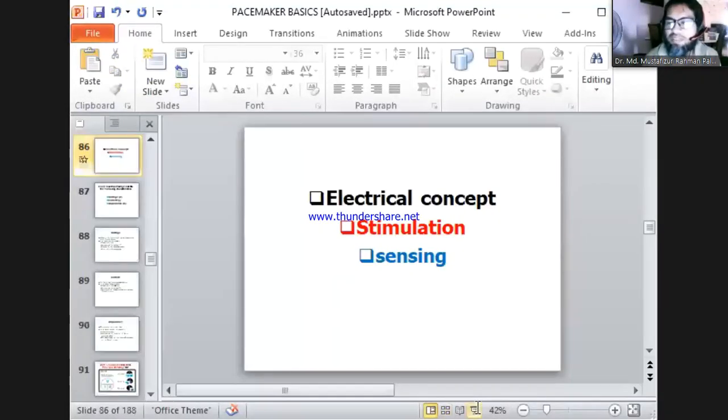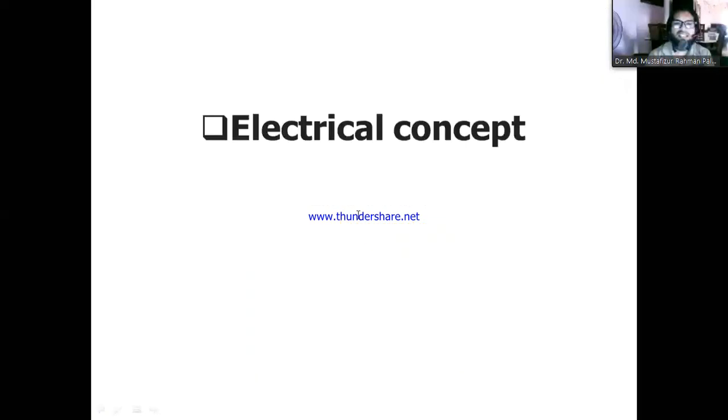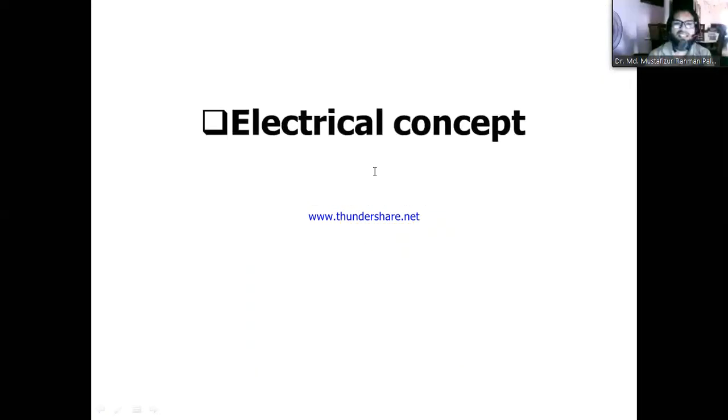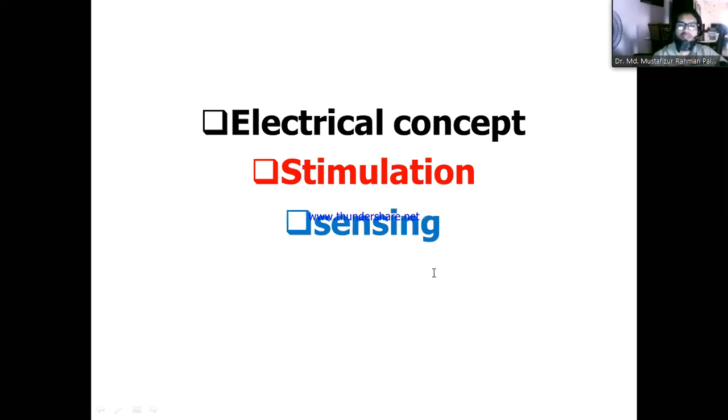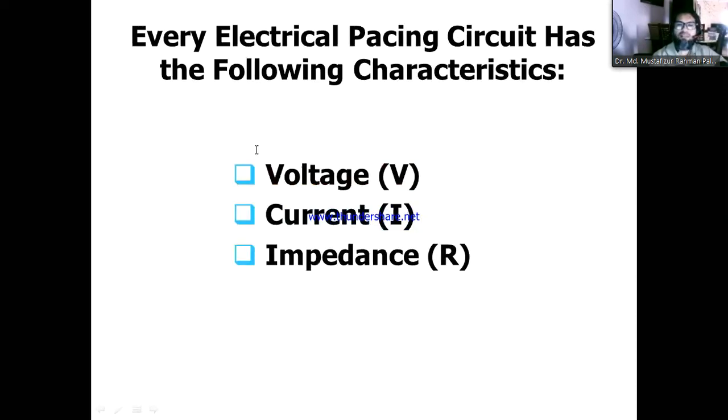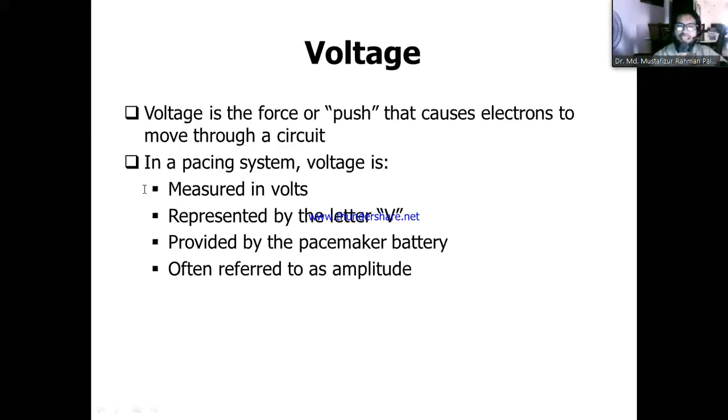skip a little bit, possibly, to some electrical concepts regarding the pacemaker. It is very essential to understand because it is an electrical device, so we have to understand all the electrical concepts, the stimulation process and the sensing process, and also the electrical pacing circuit has the following characteristics: the voltage, the current, and the impedance through a circuit.